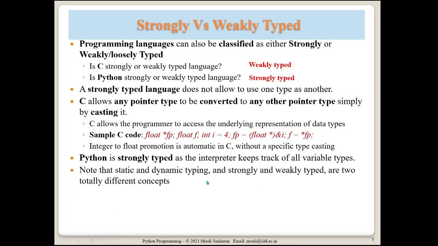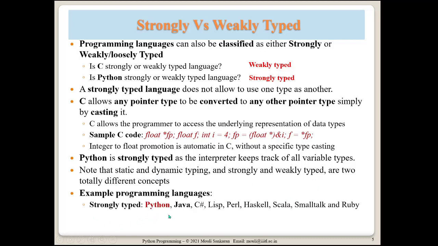Note that static and dynamic typing, and strongly and weakly typed, are two totally different concepts. Example programming languages: strongly typed are Python, Java, C Sharp, Lisp, and Haskell, and the weakly typed ones fall under this.